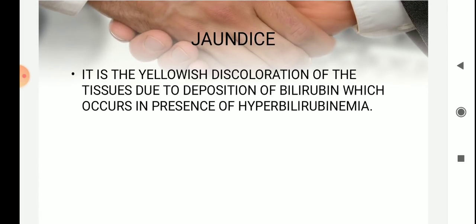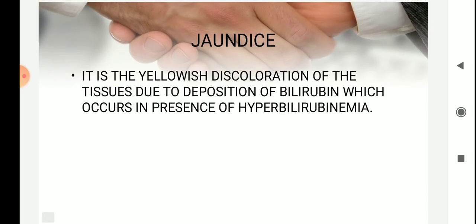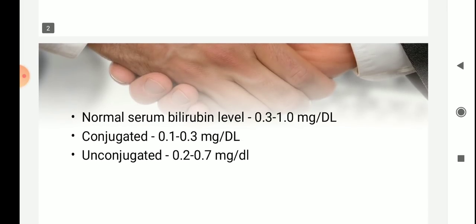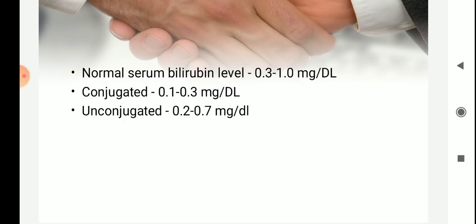Jaundice is the yellowish discoloration of the tissues due to deposition of bilirubin, which occurs in the presence of hyperbilirubinemia. This definition and basics you have already studied in first year physiology, and I'm brushing you up on a few of the subheadings. So this is basically a yellowish discoloration. What is the normal bilirubin value? 0.3 to 1.0 milligram per deciliter.